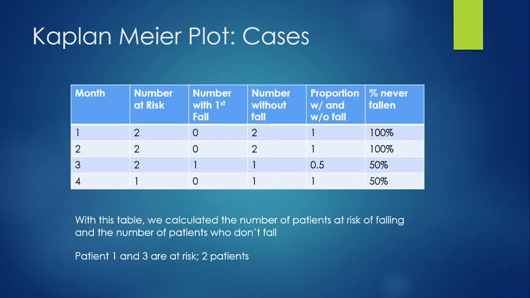Now we're moving on to the Kaplan-Meier plot of the Do 1 assignment. And for this one, we're going to be looking at the cases. So this is the data that we were given. With this data, we calculated the number of patients at risk of falling and the number of patients who don't fall. So looking at the data, we know that patient 1 and patient 3 are at risk, and this is going to be 2 patients.